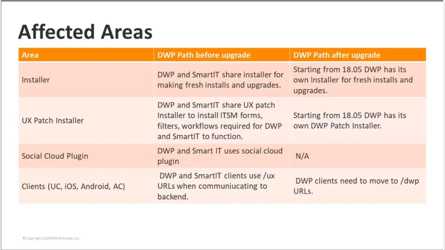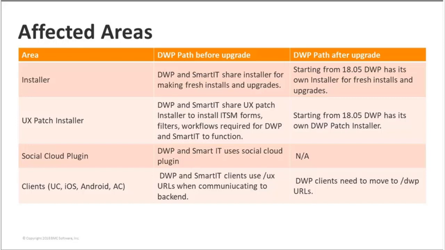So that's the next one, the social cloud plugin, which used to get deployed on the AR server when you run the UX patch installer. That is no longer being used by Digital Workplace. In the past, both Smart IT and DWP used it. We no longer use that social cloud plugin. So all we deploy as part of the DWP patch installer on the ITSM server is all the workflows that are required for the integration to work, mainly the SRM, RKM approval integration.